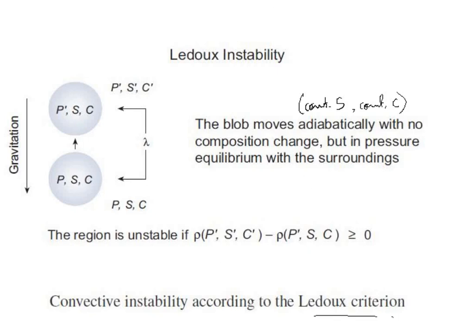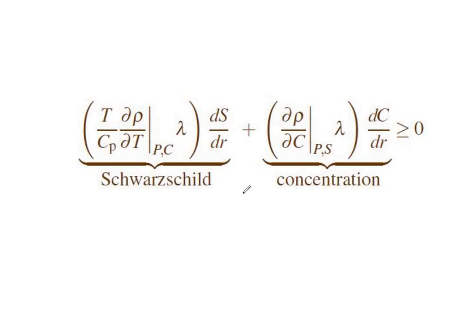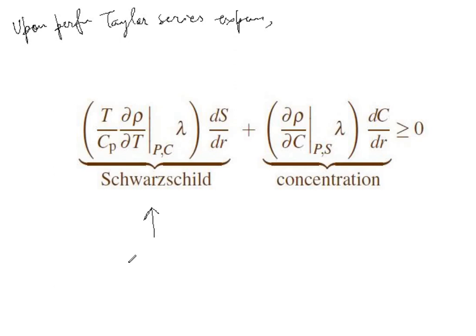Now again let us do the Taylor series expansion of density and retain the first term. Upon performing the Taylor series expansion, this is what we get. Now you must remember this term. This is our previous term, and this was there because of assuming constant entropy or constant temperature. We assumed this, right? But this time this term is present because of constant composition.